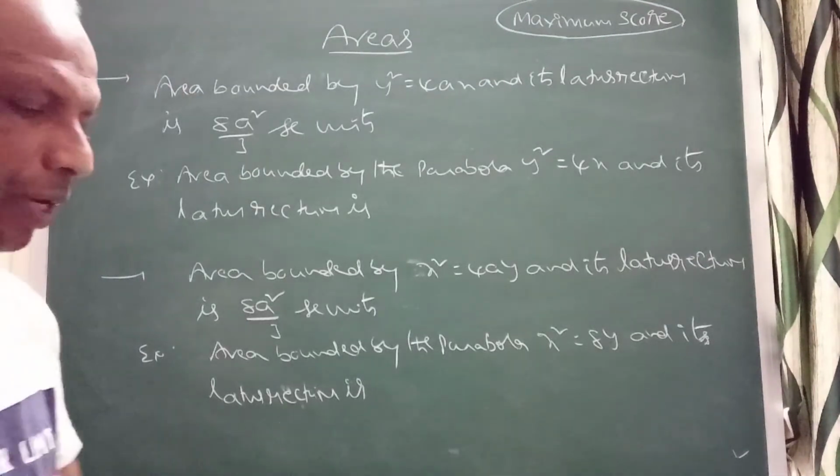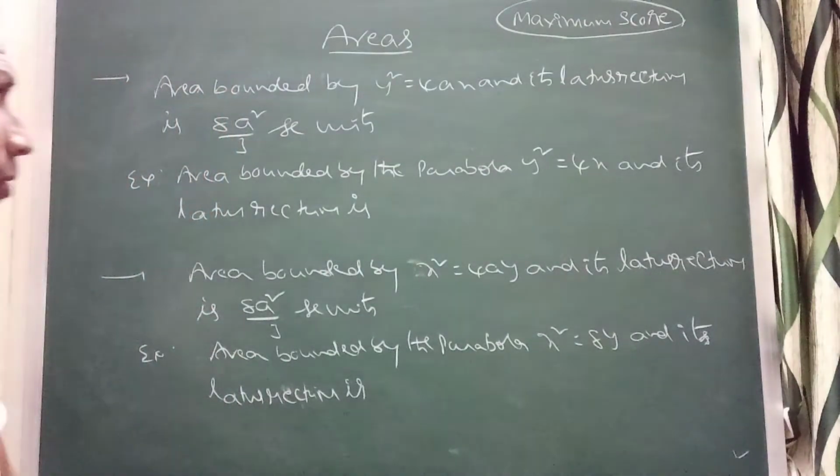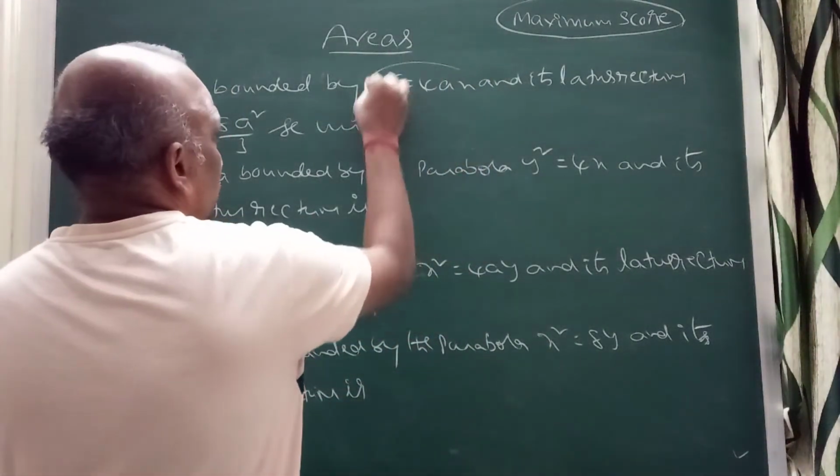So these are related to the parabola and its latus rectum. And the parabola is y square equal to 4ax.